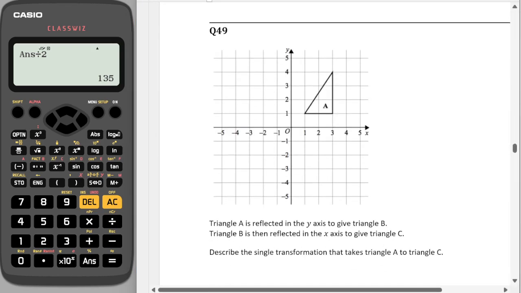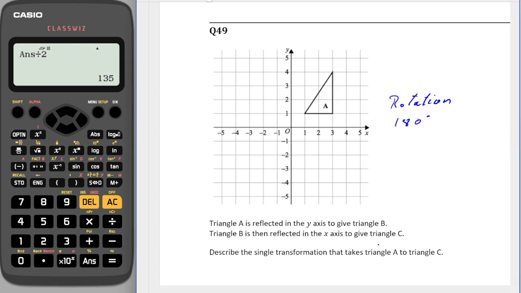Okay, question 49. Triangle A is reflected in the y-axis to give triangle B. Triangle B is then reflected in the x-axis to give triangle C. So we're looking at reflection in the y-axis followed by reflection in the x-axis. So reflection, reflection. So that's going to end up with a rotation of 180 degrees about the origin. So we could have done it rotation 180 degrees about the origin. Rather than put the origin, because I think I've spelled it wrong, I'm going to go 0, 0.